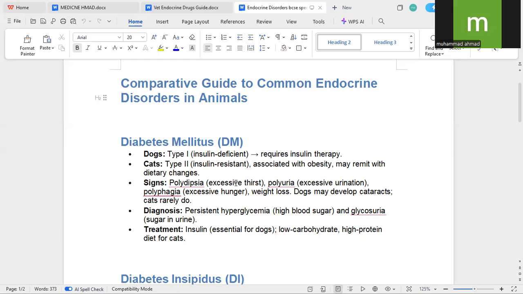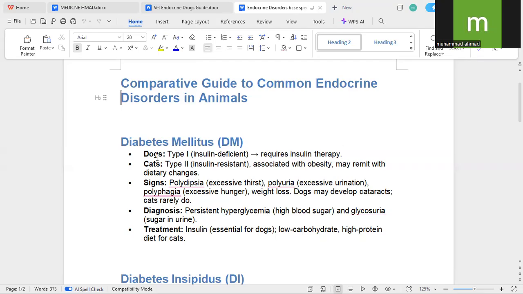Basically, in dogs, there is diabetes type 1. In diabetes type 1, the pancreatic beta cells are destroyed, maybe due to some pathological condition or immune-mediated disorders, and they don't produce enough insulin. Maybe it is congenital or maybe pathological. So, insulin therapy is required here.